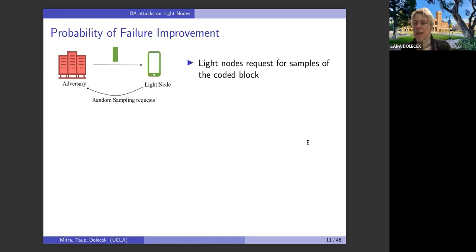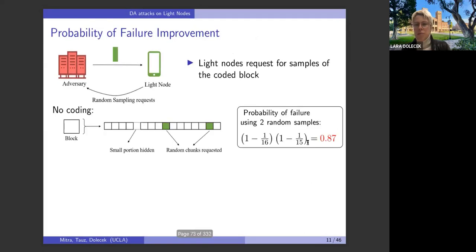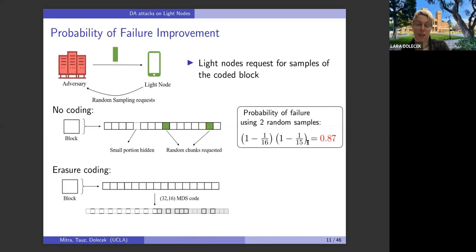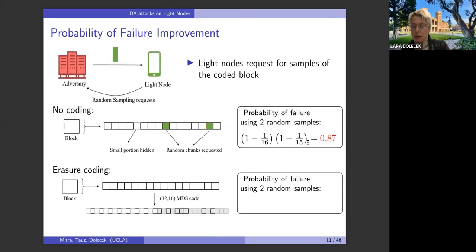So in this case, light nodes, as we said, request samples of the coded block. And again, to remind you, when we have no coding, we have 16 chunks. Let's say 2 random chunks are requested, and we already did this derivation. We have a probability of 87% of not hitting this one hidden chunk. But with erasure coding, we can do better. So the probability of failure, again using 2 random samples, goes down quite a bit. And this is already in the territory that is considered acceptable.